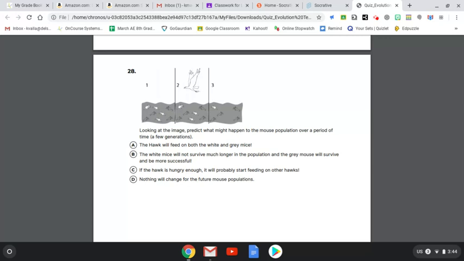Is it A, the hawk will feed on both the white and gray mice? B, the white mice will not survive much longer in the population and the gray mice will survive and be more successful? C, if the hawk is hungry enough, it will probably start feeding on other hawks. Or D, nothing will change for future mouse populations.